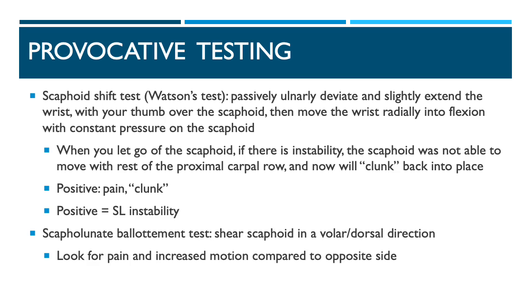In this area, some of the provocative tests would look at the scaphoid and the integrity of the scapholunate ligament. So the scaphoid shift test is also known as Watson's. You passively ulnarly deviate and slightly extend the wrist, and you as the examiner put your thumb over the scaphoid, then move the wrist radially into flexion with pressure on the scaphoid.